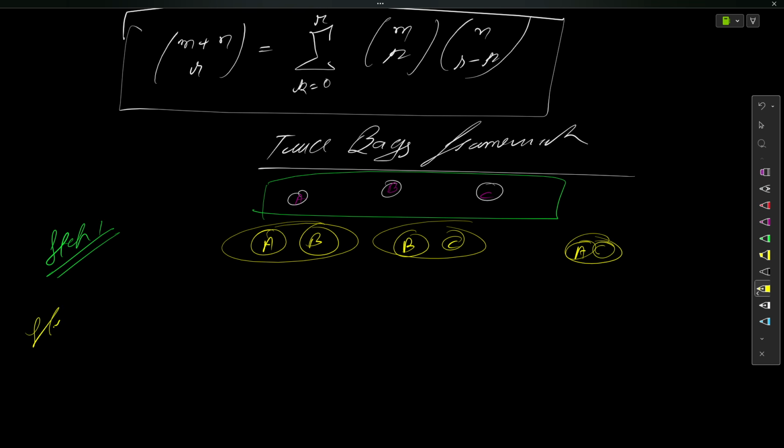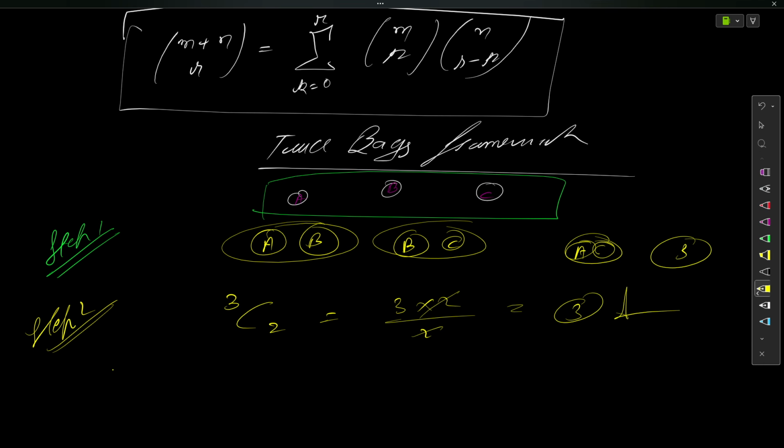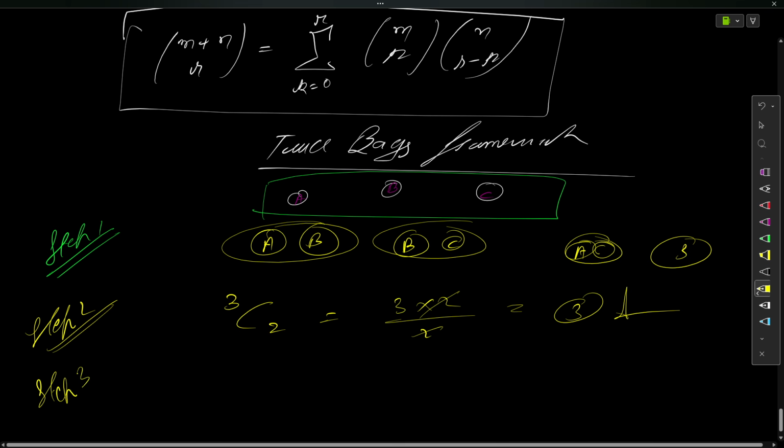The second thing that we can do is to apply the direct combinatorial, that is 3C2. So 3C2 can be directly written as 3. So the answer is 3. Now, in step 3, we will see how we can use Vandermonde's identity to deal with this.